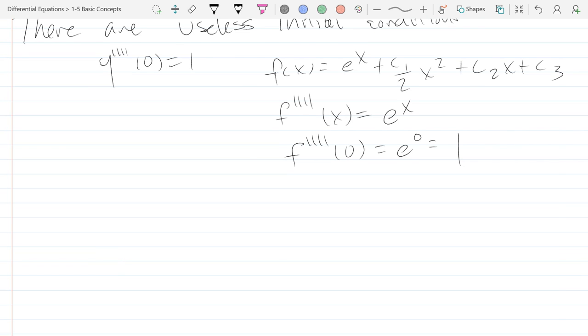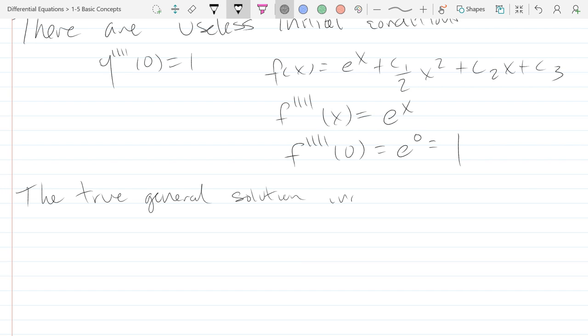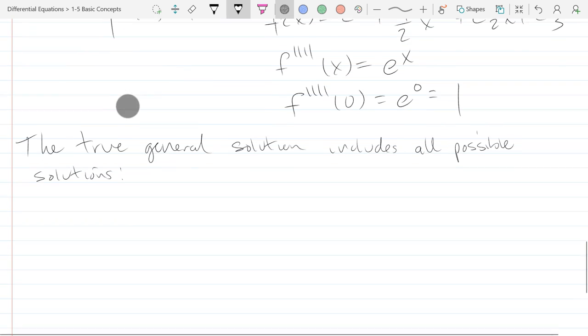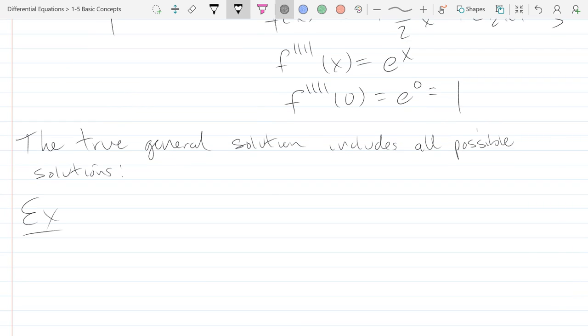So the true general solution includes all possible solutions. So example that we'll do is a slightly different one. So this differential equation has an equal sign and derivatives. So it's differential equation. Y quadruple prime equals y. So take four derivatives and get back to where you started.